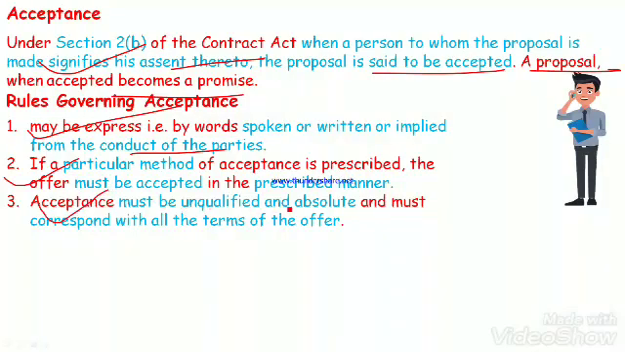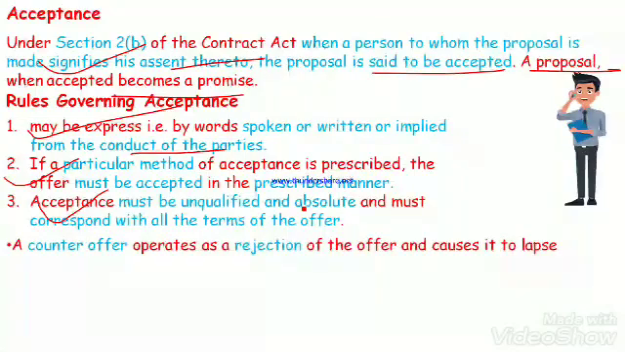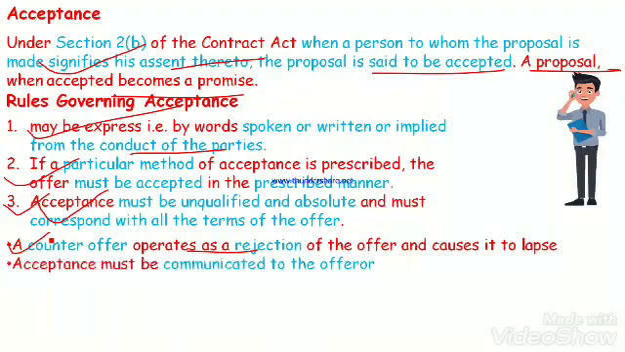Acceptance must be unqualified and absolute. It means that a counter offer should not be there. Then the fourth one is, a counter offer operates as a rejection. That's what I told you. The third and the fourth points are already the same.